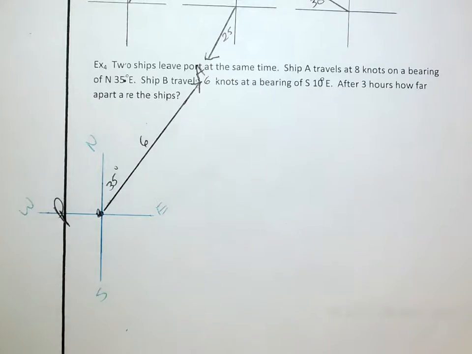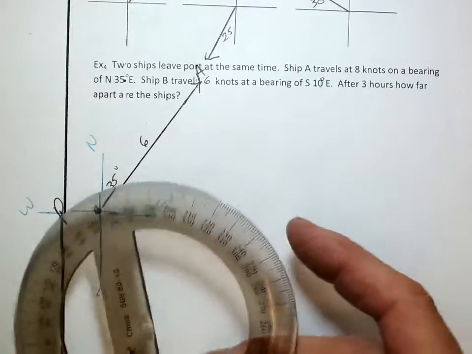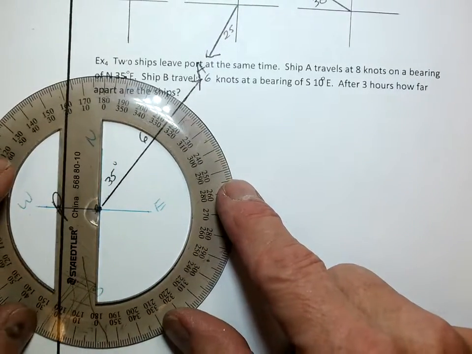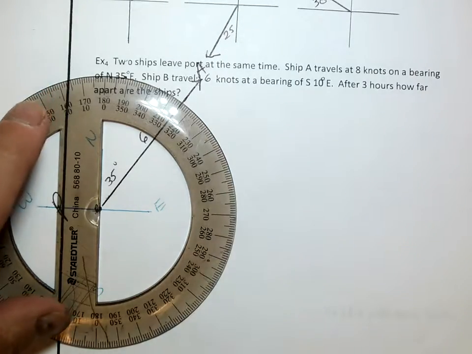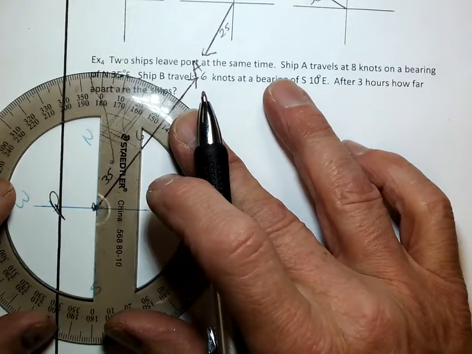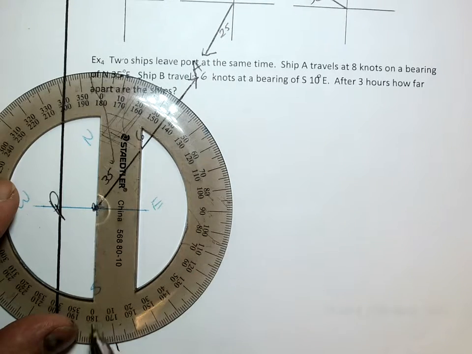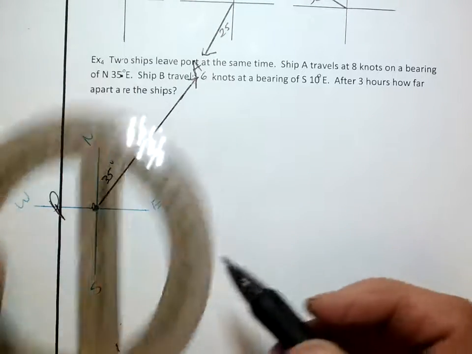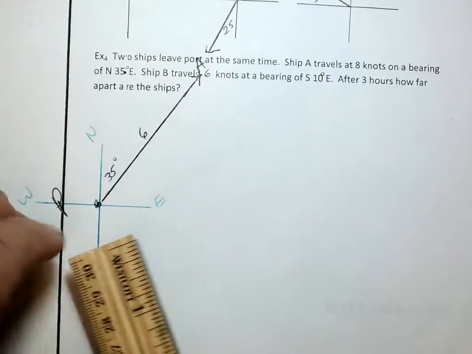So again, I'm going to use my protractor. And then from port, I'm looking at 0 degrees. I'm going to rotate 10 degrees towards the east. So just 0 to 10, okay? 0 to 10 right there, okay? 6 knots. I'm going to draw it.